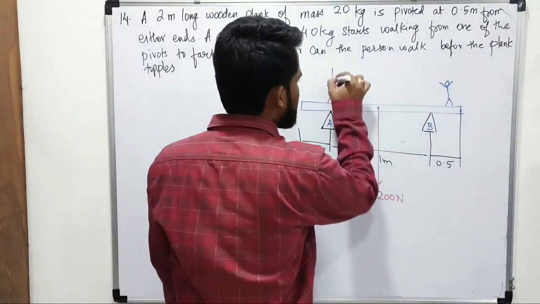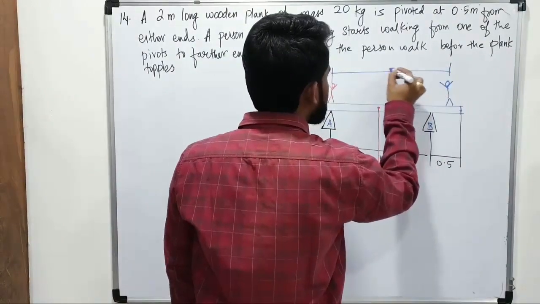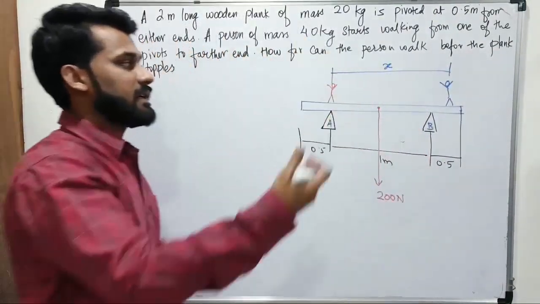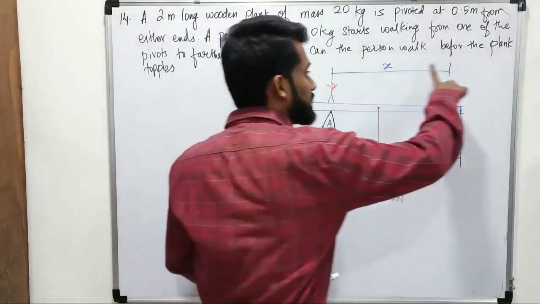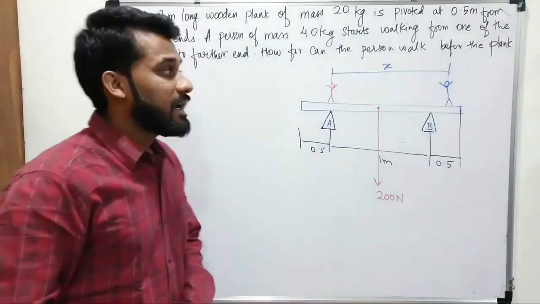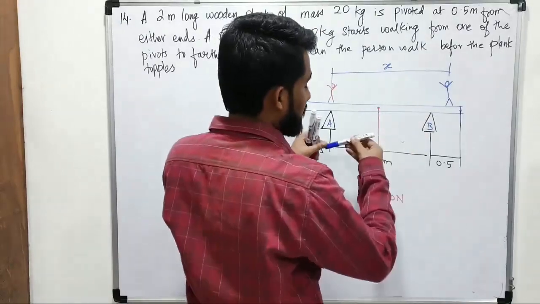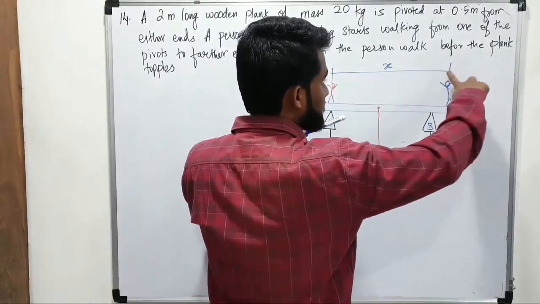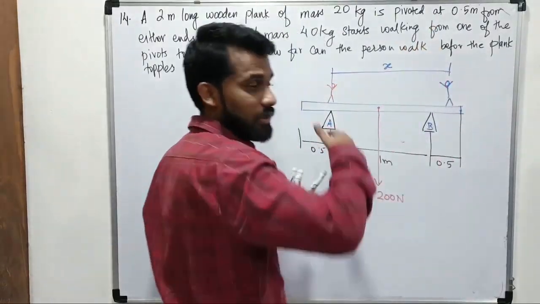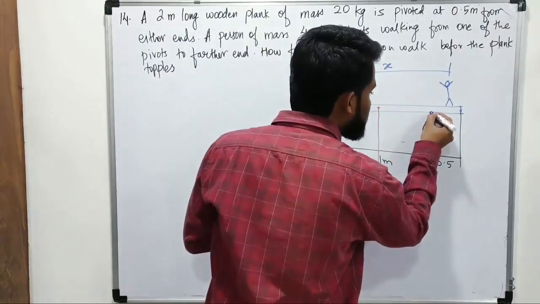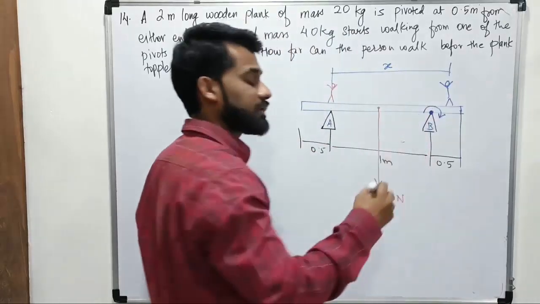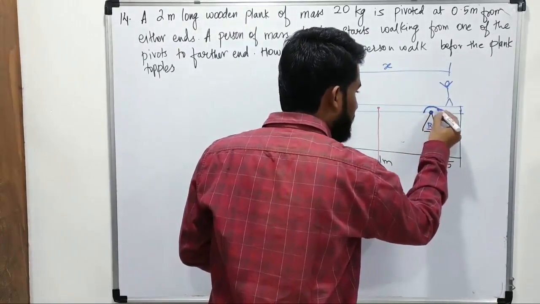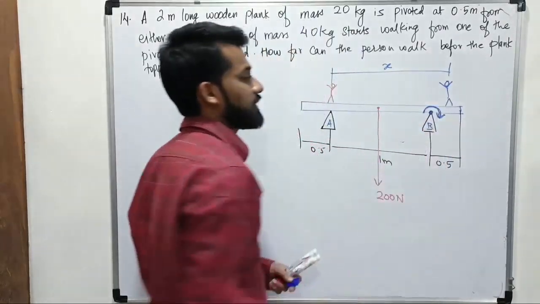So let us say this person travels distance X. After distance X it is going to topple. So if it is going to topple after traveling distance X, what is the value of X? And see, for this particular question, if the person travels distance X, when the plank will topple, it is going to rotate about this point B, in this way.